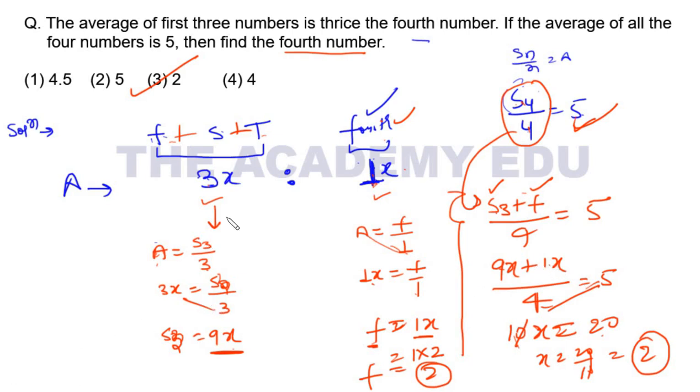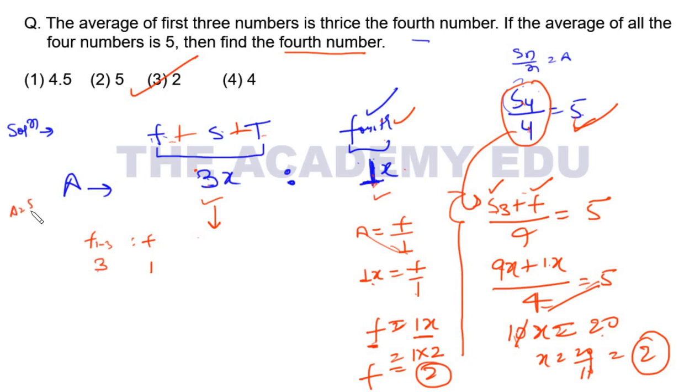Even so, we can do it in a shorter form. See how I am doing it here. This question is saying the first 3 numbers, so the first 3 numbers and the fourth number. This is 1 average and this was 3.